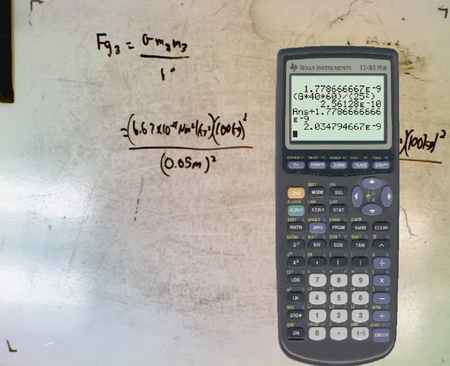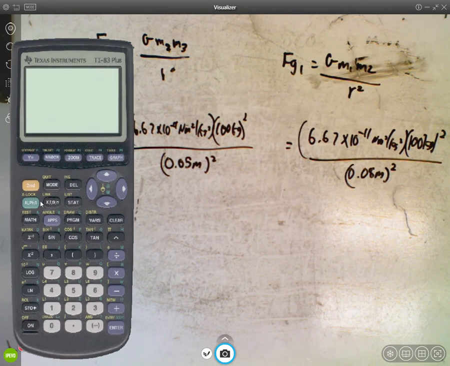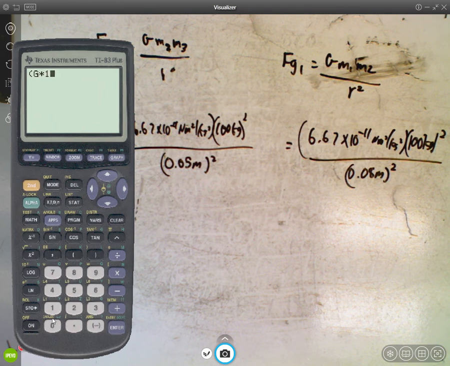Okay. Plug that in to my calculator. So I'll go alpha g times 100 squared, close my bracket, divided by 0.05 squared, close my bracket like that. So that's the first one, and then the second one, it's exactly the same, but they are 8 centimeters apart. Okay. Good, so those are my two values.